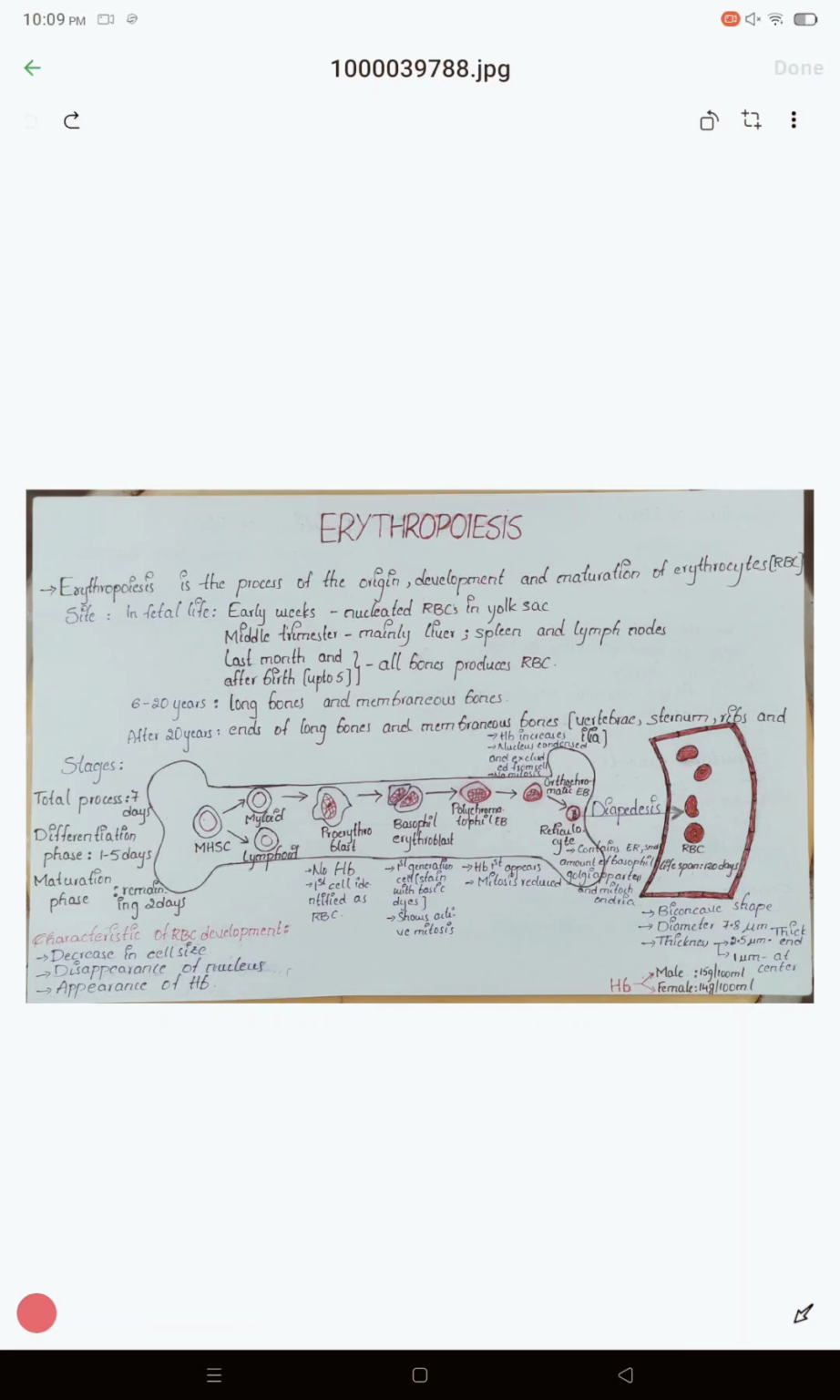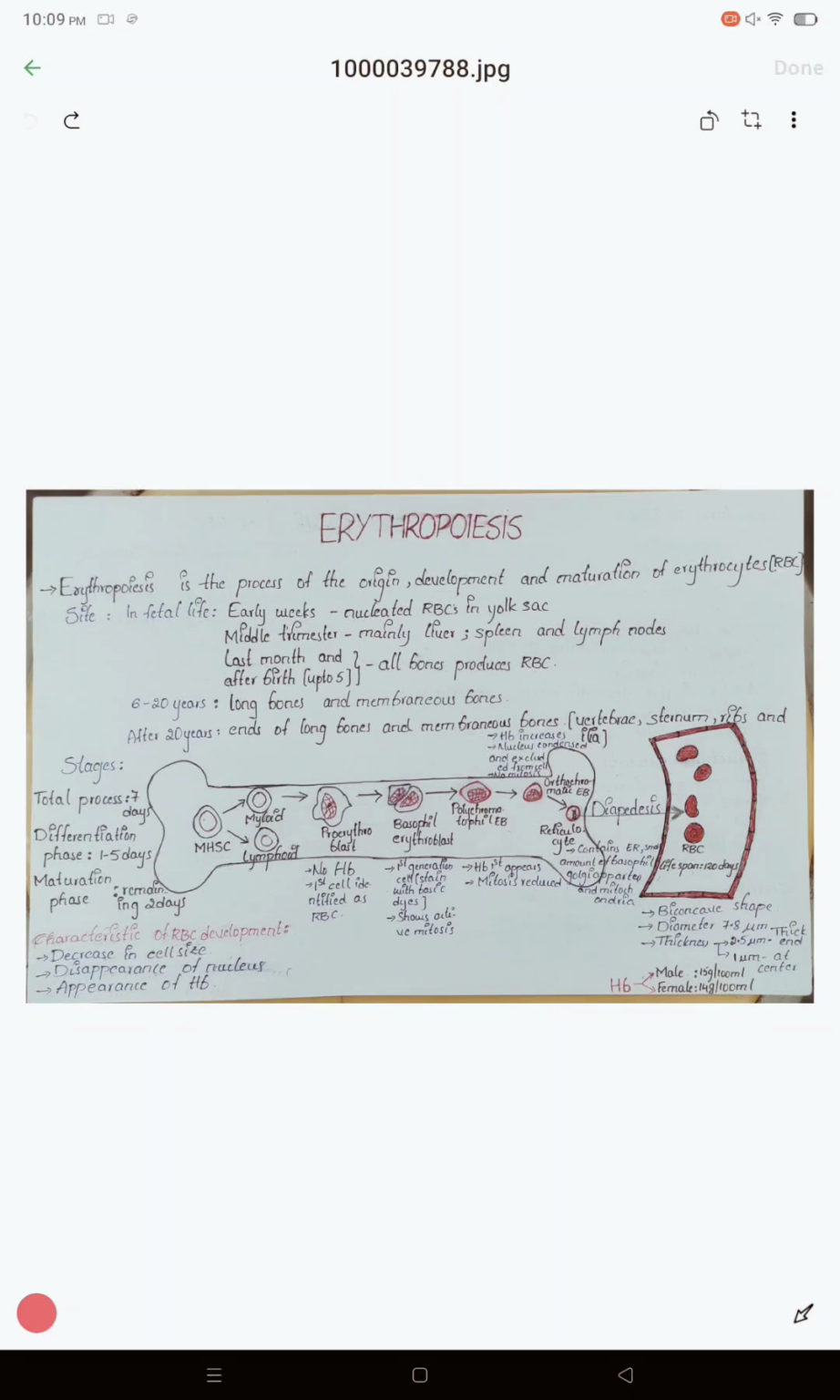The main subtopics that we have to learn in this chapter are site, stages and regulation. Firstly, site. Here we have to know that from fetal life to growing ages, the production of RBC takes place in various sites and by various organs.